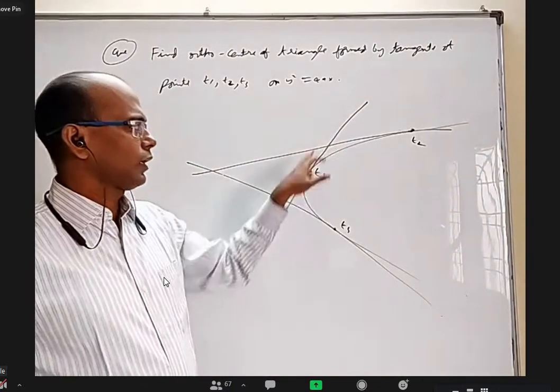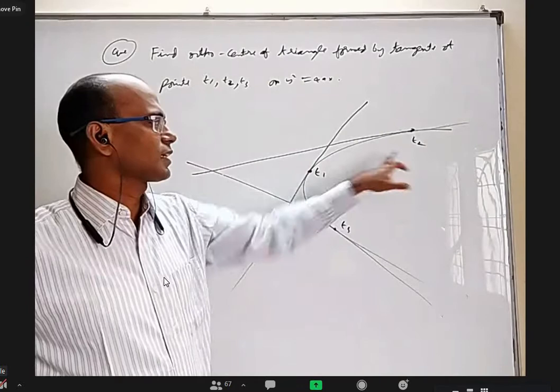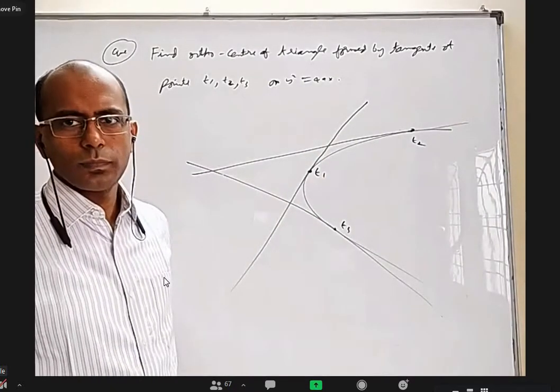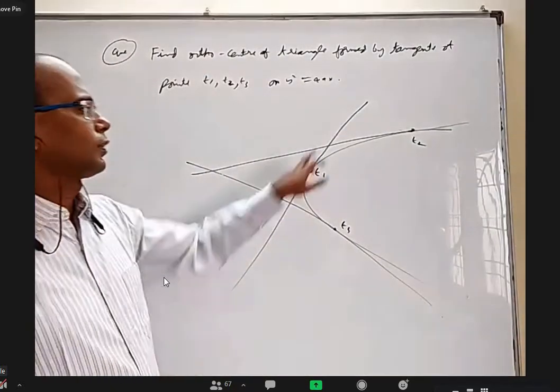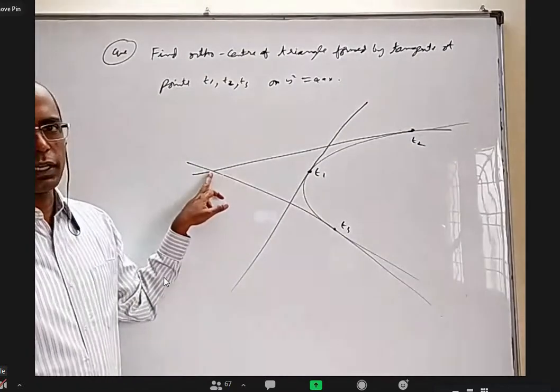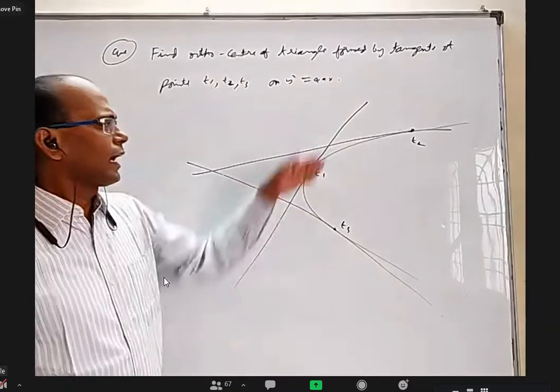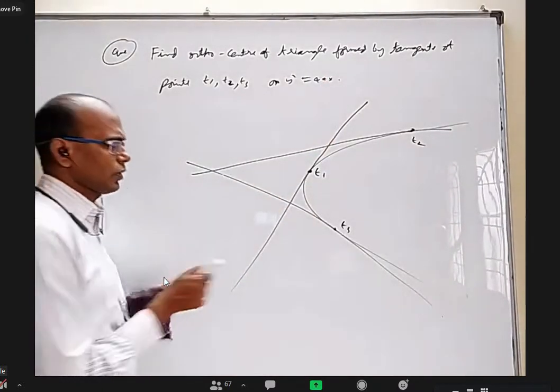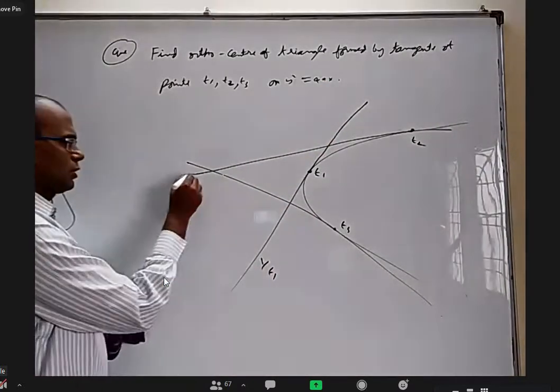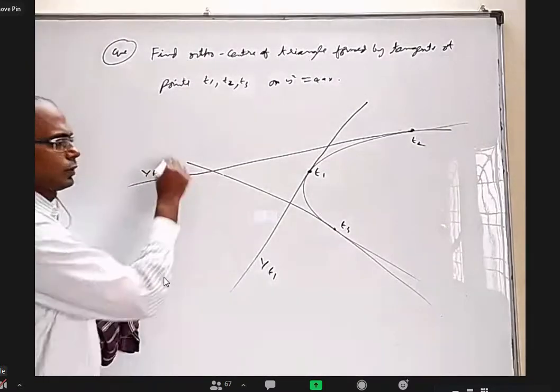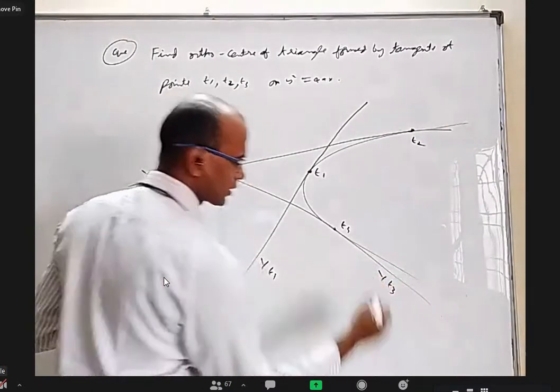Yes, sir. And what is the formula for that? Point of intersection of tangents at T1 and T2: (aT1T2, a(T1+T2)). Yeah, like that. This is (aT2T3, a(T2+T3)). This is (aT3T1, a(T3+T1)). And we know the slope of the tangent is 1 by T1. This slope is 1 by T2. And this slope is 1 by T3.